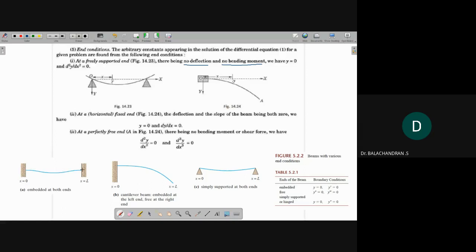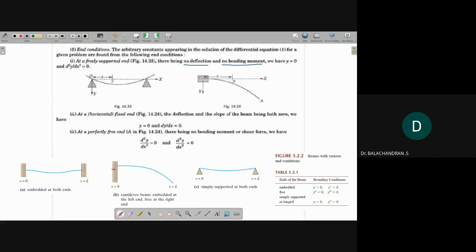So at a horizontally fixed end, the deflection and the slope, both of them are zero. So we have y equal to 0 and dy by dx equal to 0. At a perfectly free end, so one side is fixed, another side is free, there being no bending moment or shear force, we have the second derivative and the third derivative 0 at the free end. So this is again the same concept. Embedded at both ends. Here, this is a cantilever beam, fixed embedded at the left end, free at the right end.